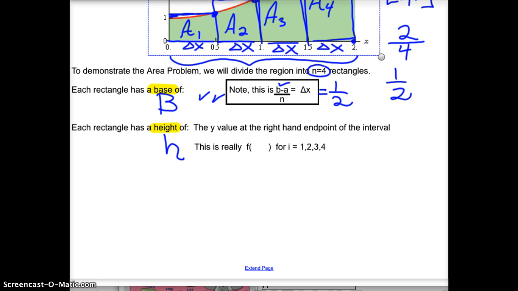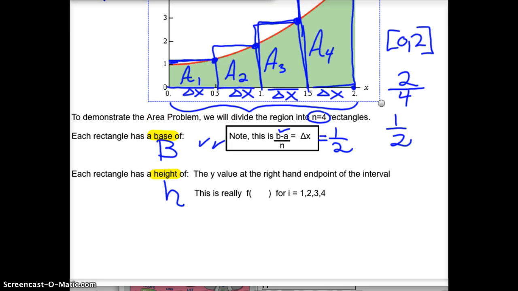So in order for me to get the height of every rectangle, the height of each rectangle is that high, and that's where this dot hits the curve. Same thing here. The height of this rectangle is this high, and that's where the dot is hitting the curve. And if you'll notice, this curve is f of x, and so this point right here would be the y value at a half, so we'd say that's f of a half.